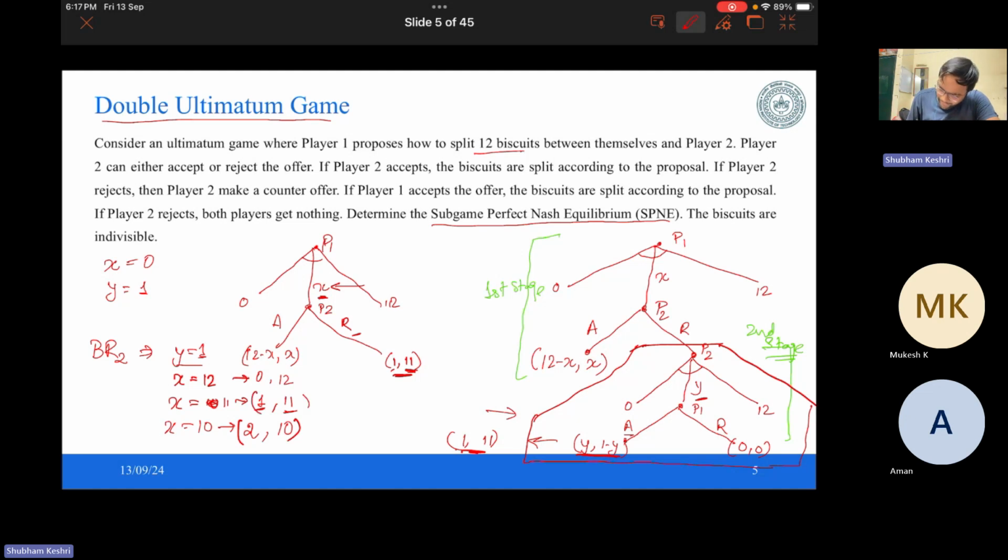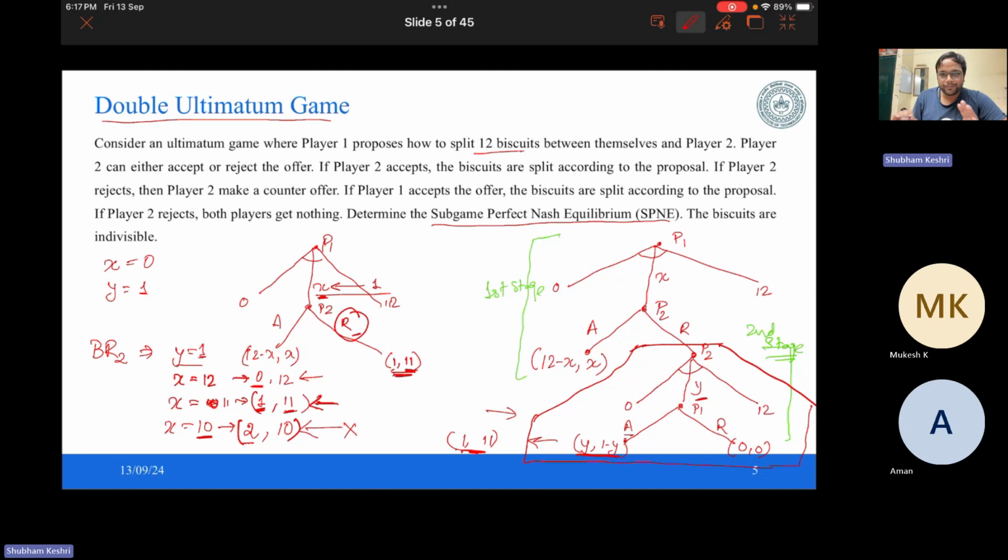Now if x is equal to 11, then he will get a utility of 1 and the other one will get a utility of 11. So in this case, this offer of x equal to 1 will be the best response of player 1, because if he offers 10 or less, he knows that player 2 can reject the offer and he can always get a utility of 11 in such cases. So this is not the best response of player 1. Now if he offers all the cookies to player 2, player 1 knows that he can increase his utility to 1. Therefore, offering x equal to 1 is the best response of player 1.